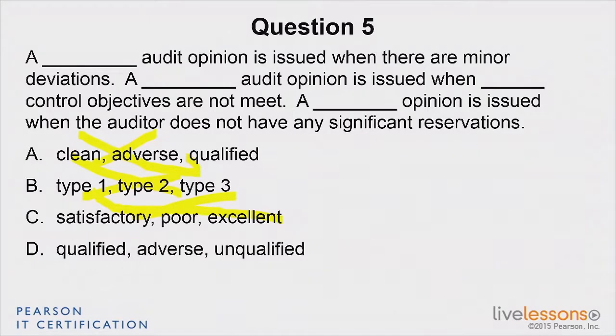So what I want to point out to you here is sometimes you're just going to get these red herrings. Satisfactory, poor, excellent, type 1, type 2, type 3. Don't let them throw you. You should know what these are, and don't let your confidence be shaken by these red herrings or these totally fake answers that are coming into play.